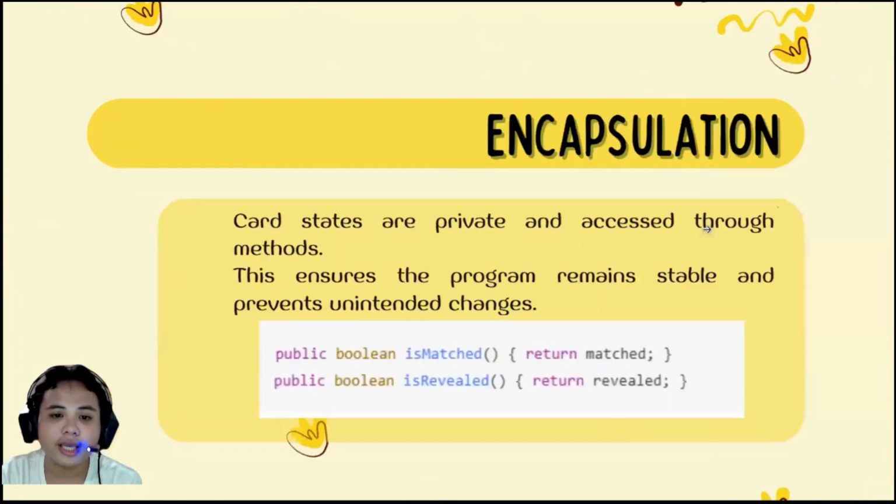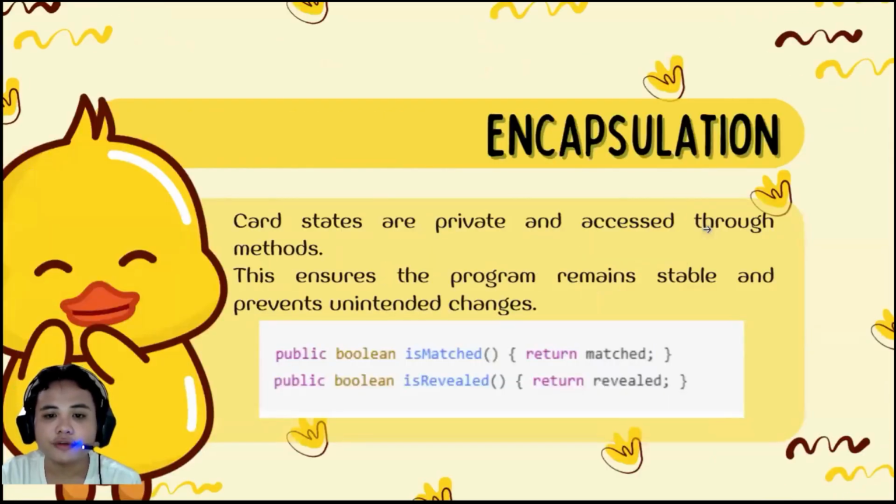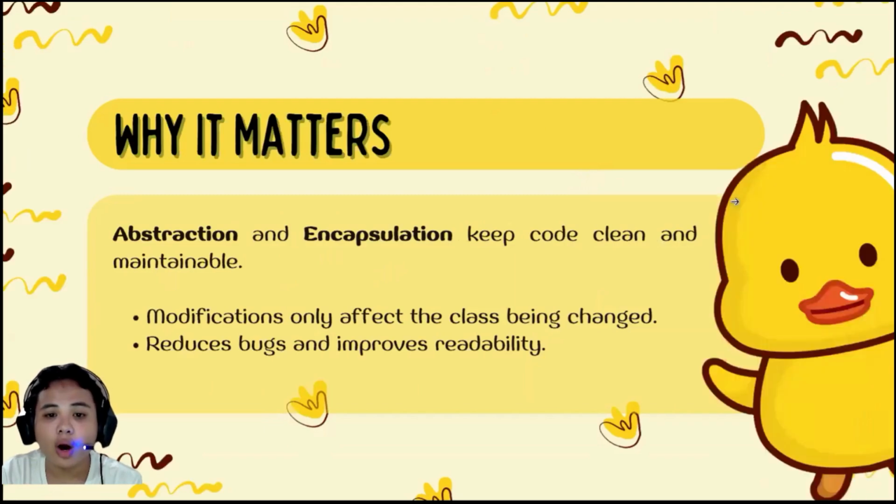Next is encapsulation. It is achieved by keeping fields private, and this prevents other parts of the program from directly modifying card states, ensuring better control and fewer bugs. Next is why abstraction and encapsulation matter. These principles help keep the code organized, readable, and easy to maintain. If we change how a card flips or how a timer works, we will only modify one class without affecting the others.